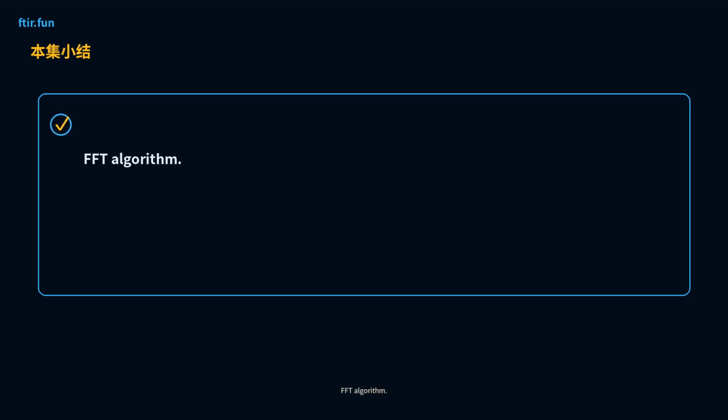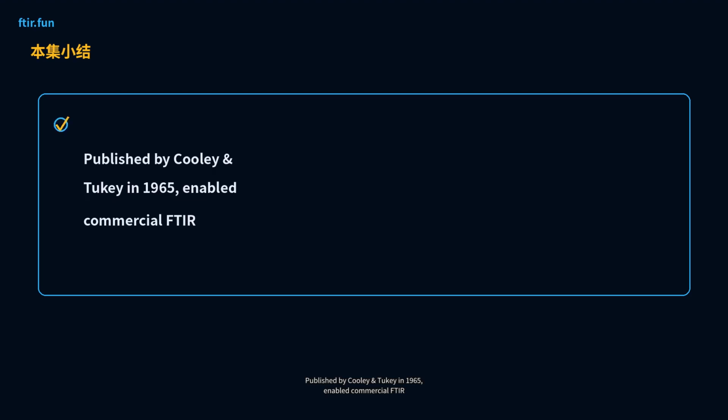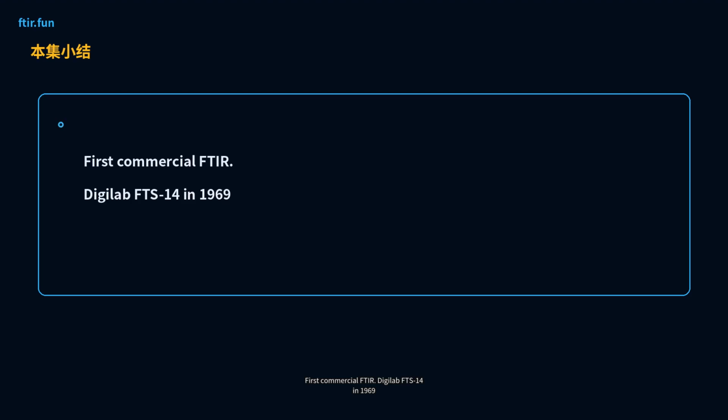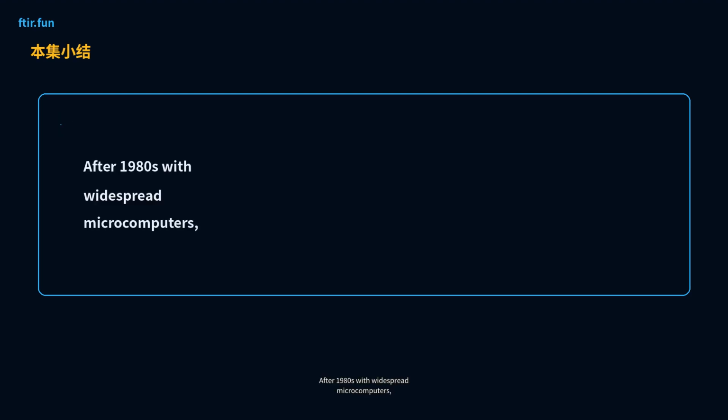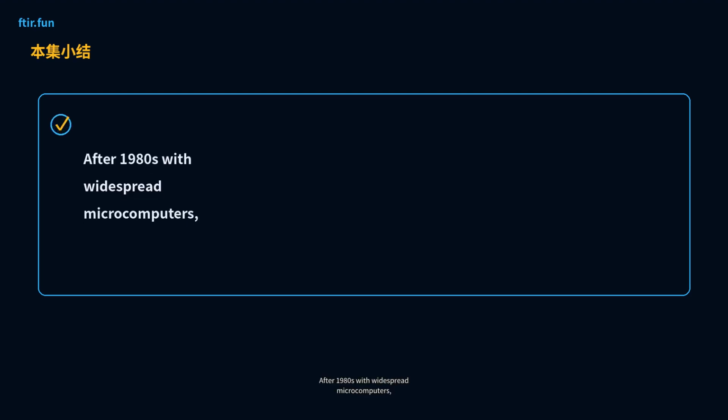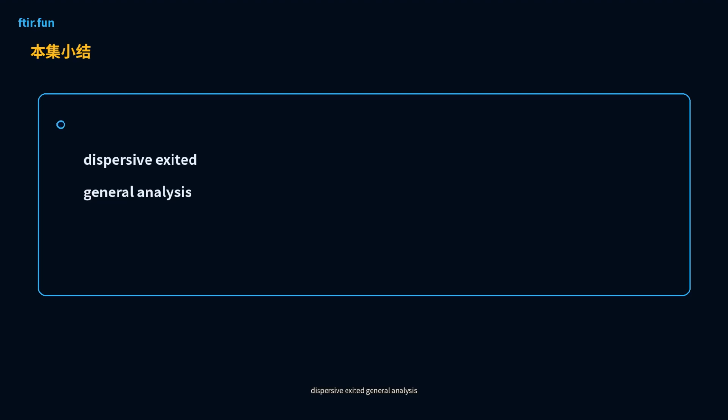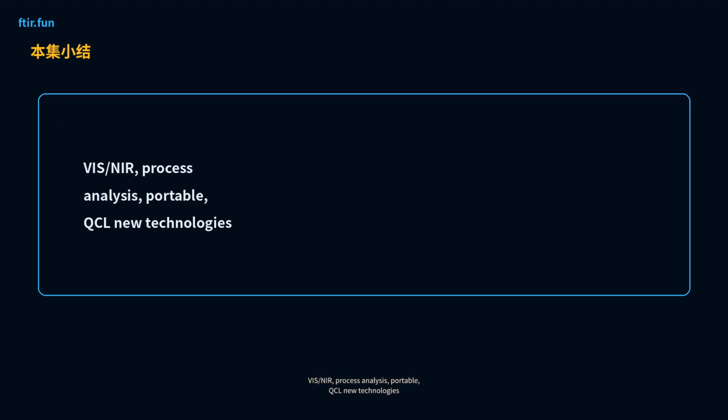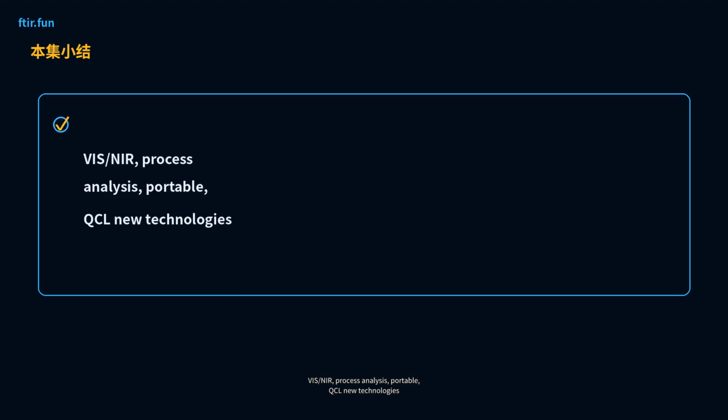FFT algorithm, published by Cooley and Tukey in 1965, enabled commercial FTIR. First commercial FTIR: Digilab FTS-14 in 1969. FTIR fully replaced dispersive instruments. After the 1980s, with widespread microcomputers, dispersive exited general analysis. Dispersive strongholds are in NIR, process analysis, and portable new technologies.